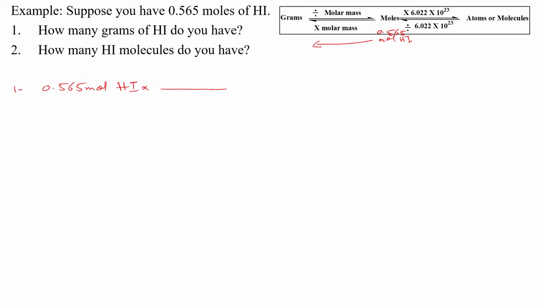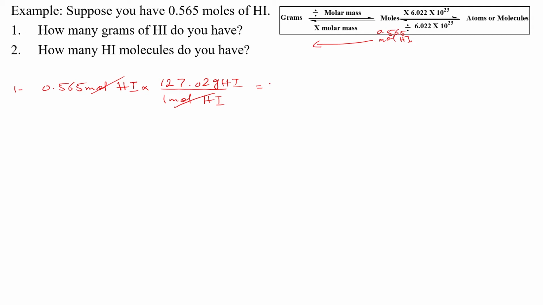Now we are going to make these conversion factors right in this unit analysis. 1 mole of hydrogen iodide is what I need to cancel. So 1 mole of hydrogen iodide. Here I need the molar mass of hydrogen iodide, which is 127.02 grams of hydrogen iodide. So this is cancelled and you have grams of hydrogen iodide in your answer.